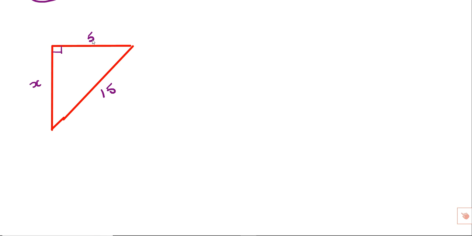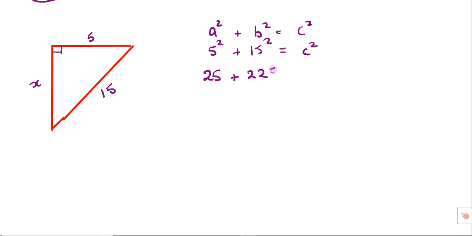Now almost every single one of you did the common mistake that lots of people do in the world when they're first learning Pythagoras' theorem. What they do is this: they say a squared plus b squared equals c squared. You all wrote that out, great, love that, that's fine. But then you said 5 squared plus 15 squared equals c squared, and you said 25 plus 225 is c squared, and then you got 250 for c squared.